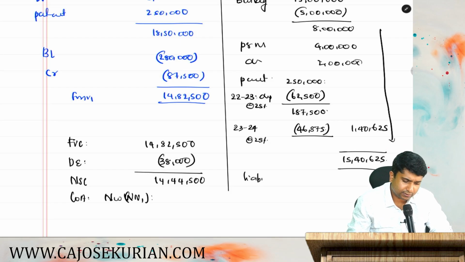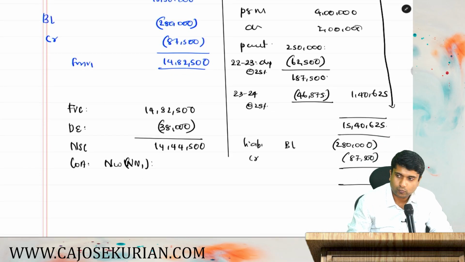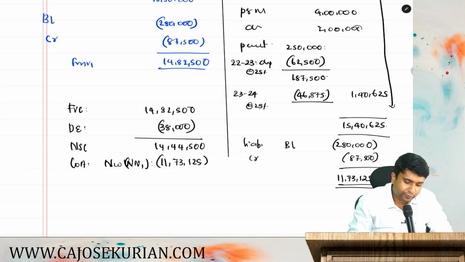So now we have liabilities. Liability we can take same book value itself. Bank loan is there, 2,80,000. Then creditors are there, that is 87,500. Deduct these two, how much will be the remaining value? 11,73,125. That is the cost of acquisition, 11,73,125. Can you claim the benefit of indexation? No. Tell me how much is the long-term capital gain?